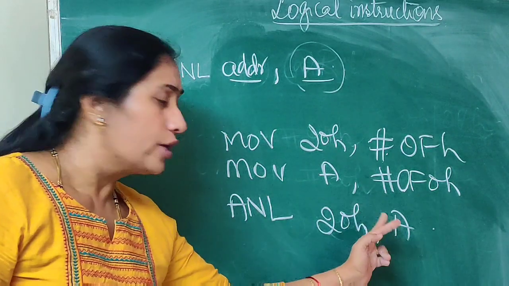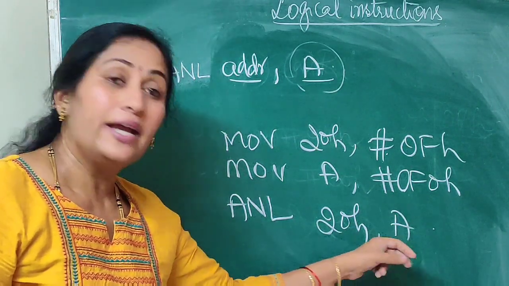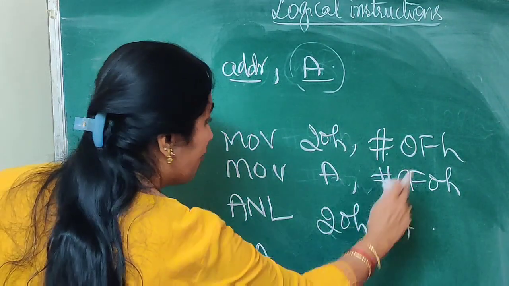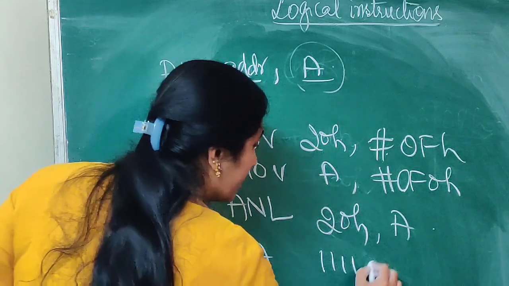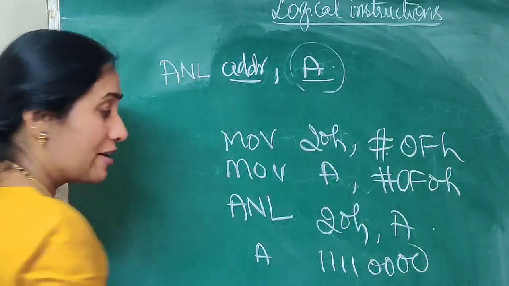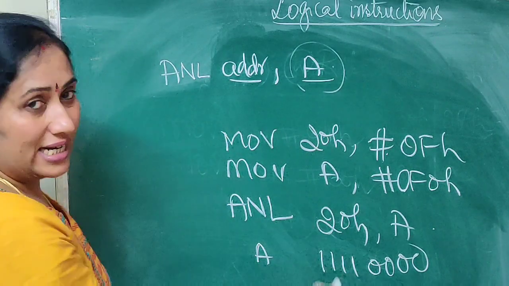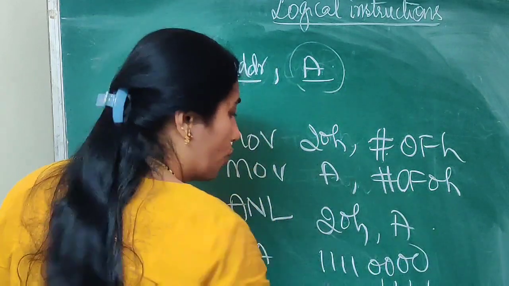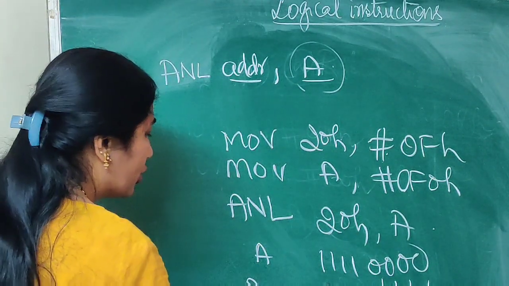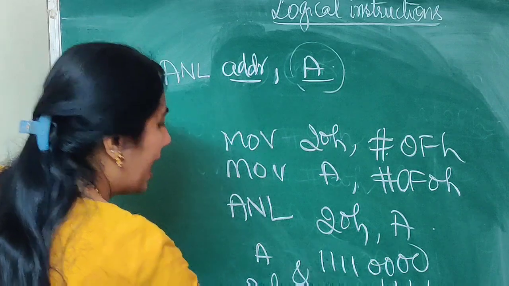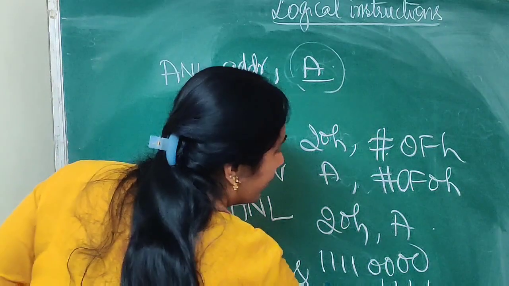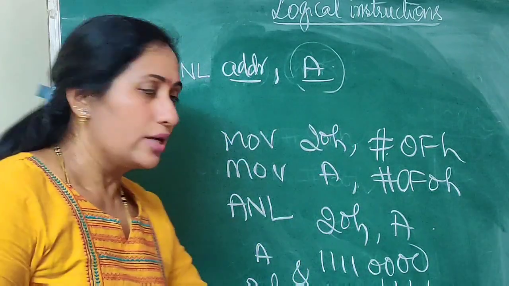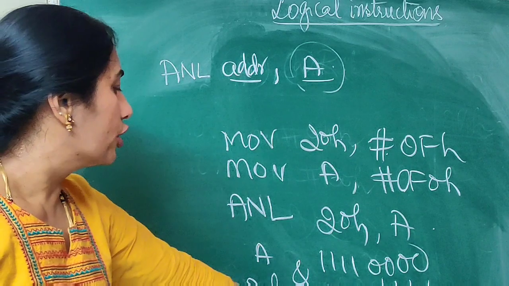So now the AND operation is going to take place between the content of the accumulator and the 20 hex memory location. What is the accumulator having? It is having F0: 1, 1, 1, 1, 0, 0, 0, 0. What is 20 hex having? It's having 0Fh. So 0, 0, 0, 0, and F is equal to 1, 1, 1, 1. Now between these two, you are going to have the AND operation, and you can see over here you are going to get the result as 0, 0, 0, 0, 0, 0, 0, 0. So the whole result is going to be 00.